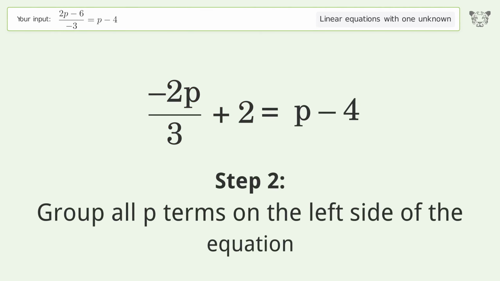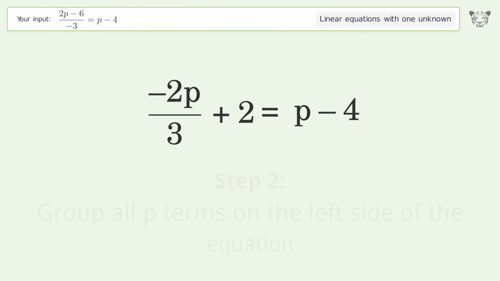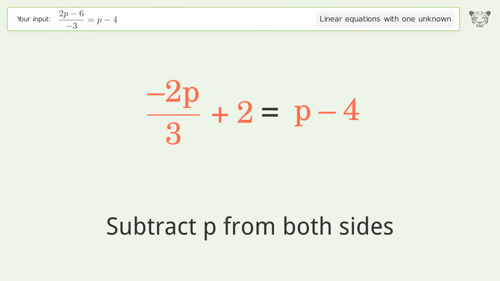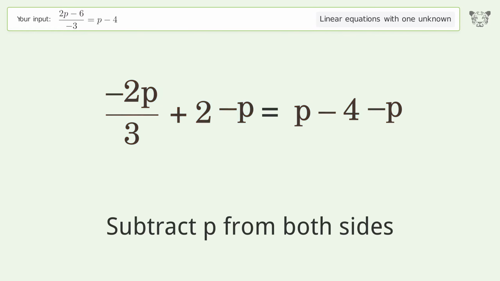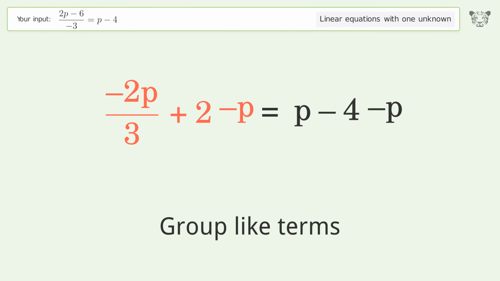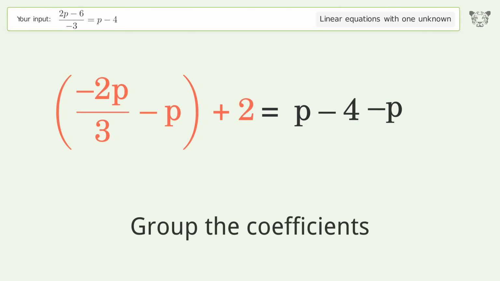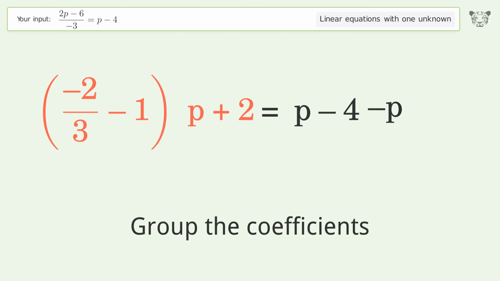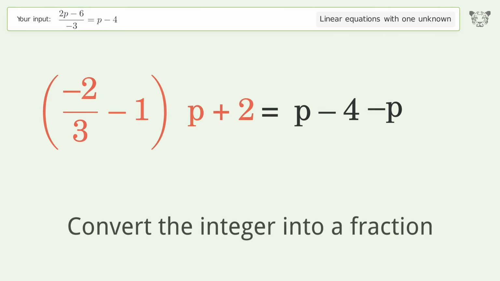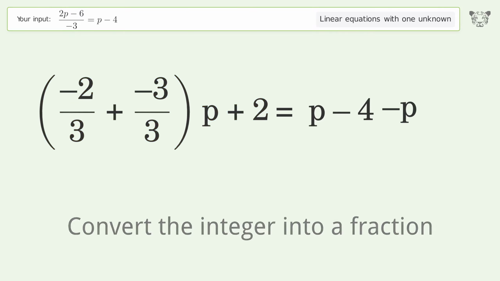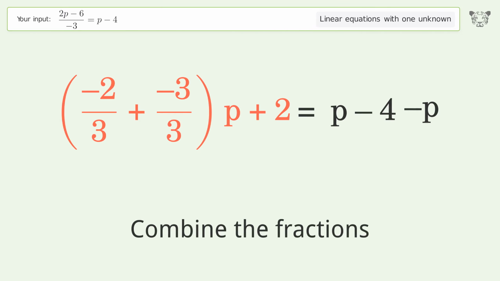Group all p terms on the left side of the equation. Subtract p from both sides. Group like terms. Group the coefficients. Convert the integer into a fraction. Combine the fractions.